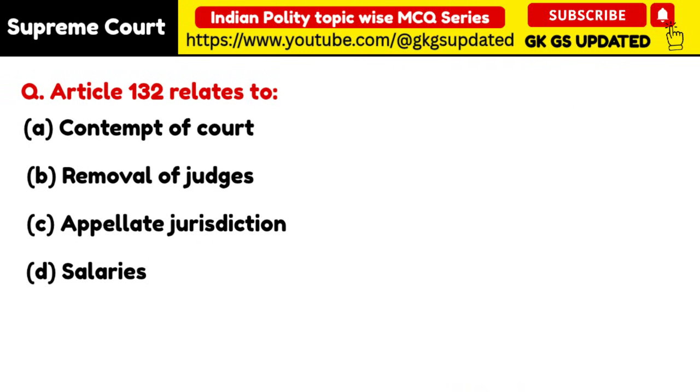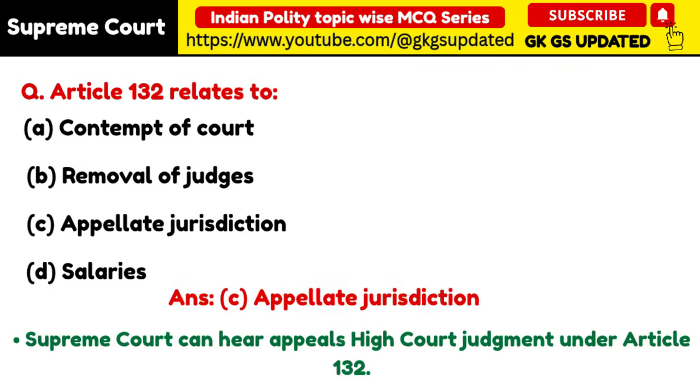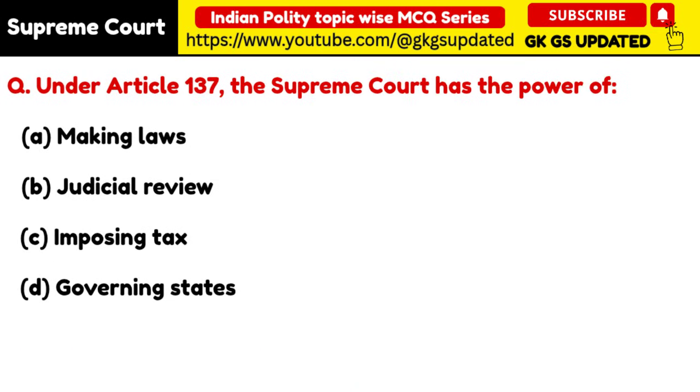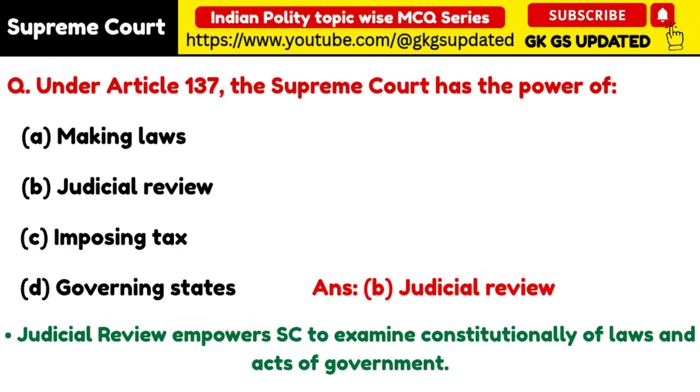Next question. Article 132 relates to? Correct answer, appellate jurisdiction. Supreme Court can hear appeals from High Court judgments under Article 132. Next question. Under Article 137, the Supreme Court has the power of? Correct answer, judicial review. Judicial review empowers Supreme Court to examine constitutionality of laws and acts of government.